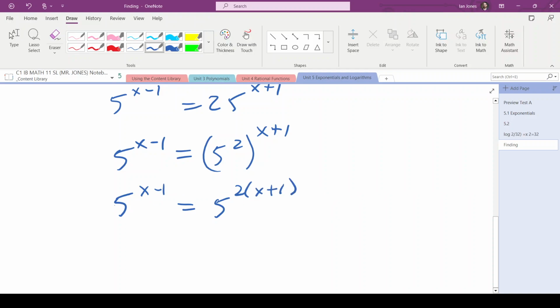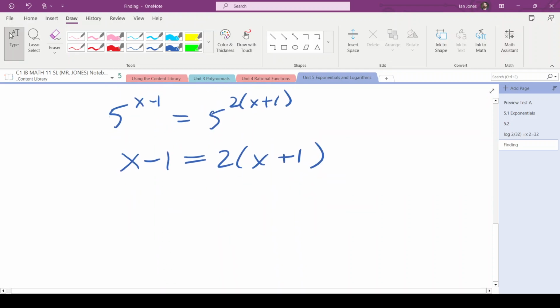The only way for these two powers to be equal is if the exponents are equal. So now I have this. And then that gives me x minus 1 equals 2x plus 2. I can subtract x on both sides. I can subtract 2 on both sides. x equals negative 3. Beautiful.